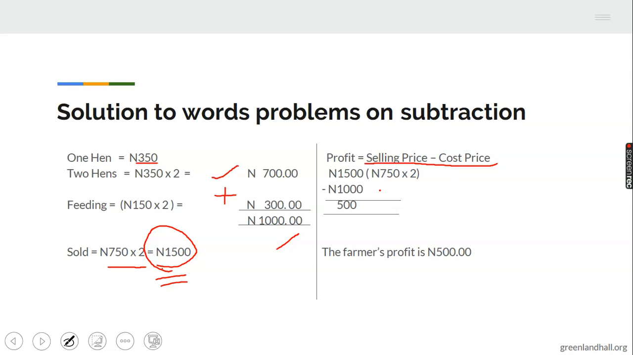So how much did he make? He spent 1,000 naira. He sold them for 1,500 naira. Then when we took away 1,000 from 1,500, we have 500 naira. So the farmer's profit is 500 naira, 0 kobo. There's no kobo at all. He has only 500 naira. I hope that is understood.